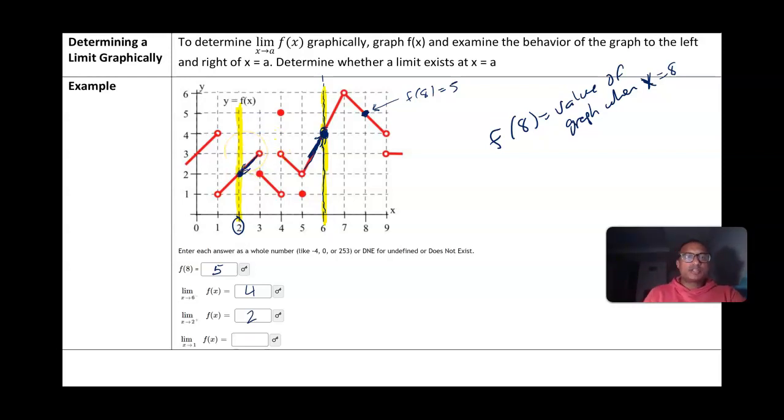And then finally, the question is, what is the limit as x approaches 1? Notice it doesn't give you a direction. It doesn't say from the positive or from the negative. So in that case, we have to look at it from both directions. Here's x equals 1 right there. So we have to look at the graph coming from the left and coming from the right. First, let's take a look at f of x as x approaches 1 from the left side. From the left side, this is where the graph exists. So from the left side, we have a limit of 4.